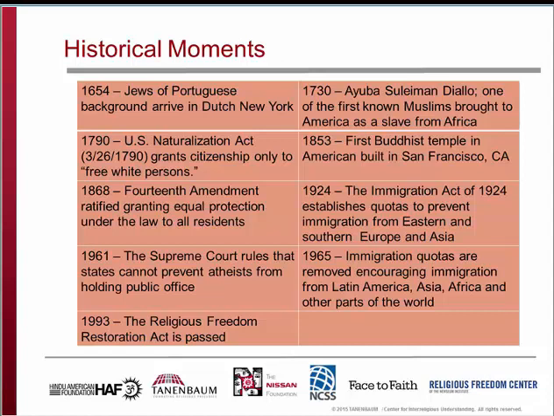The U.S. Naturalization Act grants citizenship only to free white persons in 1790. 1853, the first Buddhist temple is built. 1868, the 14th Amendment grants equal protection under the law to all residents. Then the 1924 Immigration Act establishes quotas to prevent immigration from Eastern and Southern Europe and Asia, noting that this is in between the First World War and the Second World War.